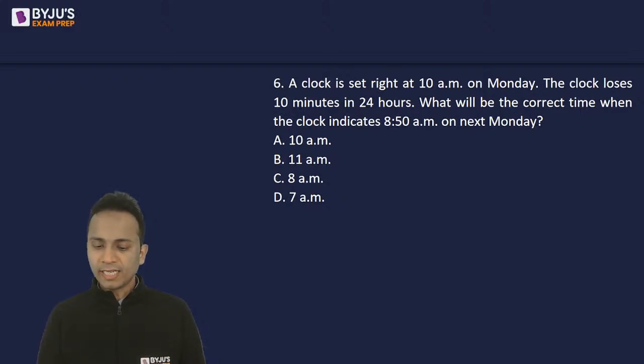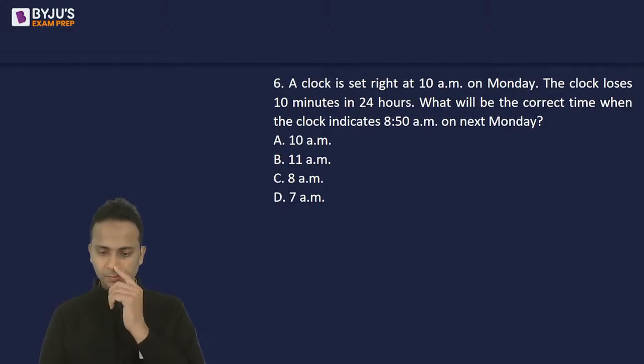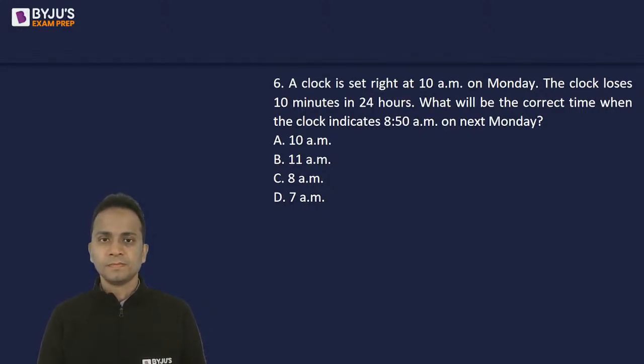A clock is set right at 10 a.m. on Monday. The clock loses 10 minutes in 24 hours. What will be the correct time when the clock indicates 8:50 a.m. on the next Monday? Every 24 hours, the clock is losing 10 minutes. So you'll have to find out the correct time when the clock indicates 8:50 a.m. on the next Monday. A very basic question on the fundamentals of defective clocks.